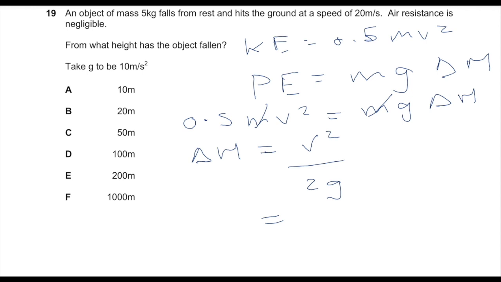Now we're going to substitute the actual values in. So velocity squared is 20 squared over 20, which is equal to 400 over 20, which is equal to 20. So the answer to this question is B, and that's question 19 completed.